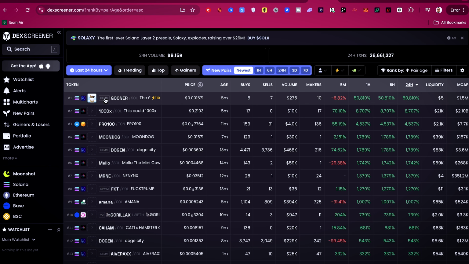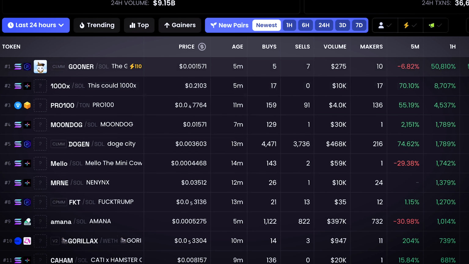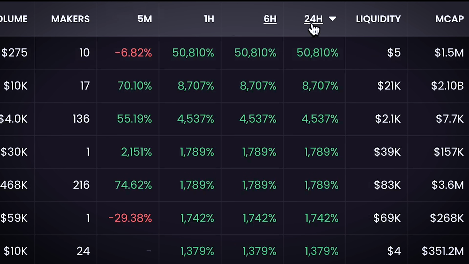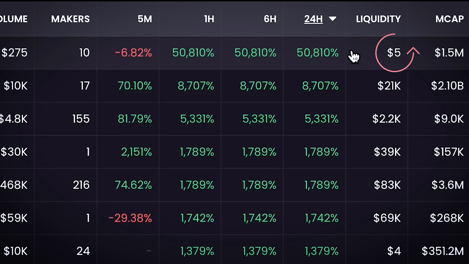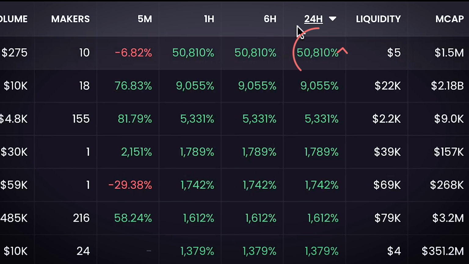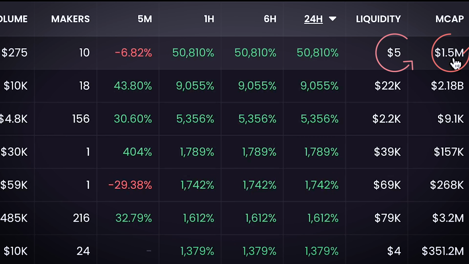Now you can see this coin over here, it has done 50,000%, right? The market cap is $1.5 billion. Now, what you fail to understand is, first off, look at the liquidity of this coin. This is $5. The moment I see this, I don't even have to check this liquidity when I'm trading. Once I see this huge 50,000%, most of the times they are actually rugs, and I don't even bother checking the coin again. Now, this has $5 liquidity and the market cap is $1.5 million.